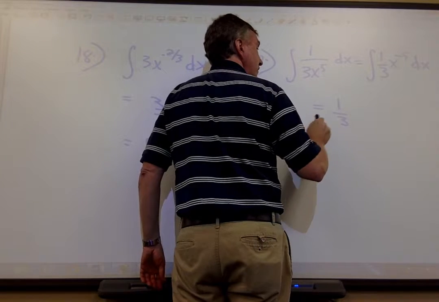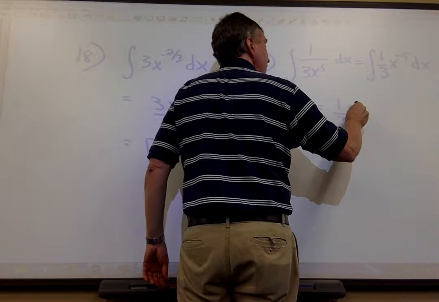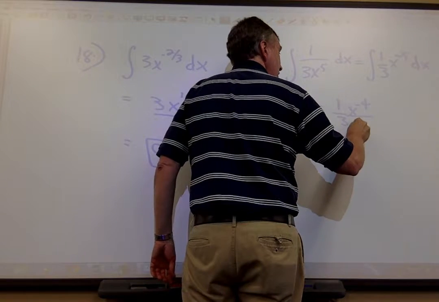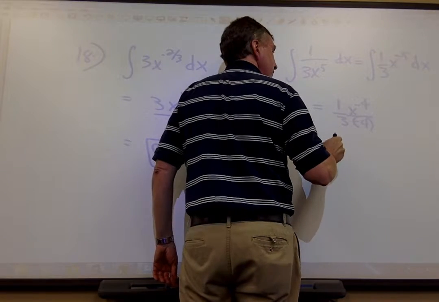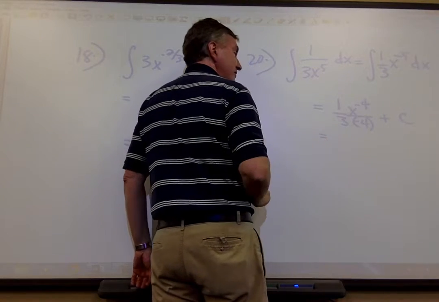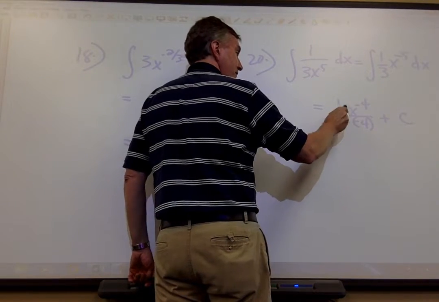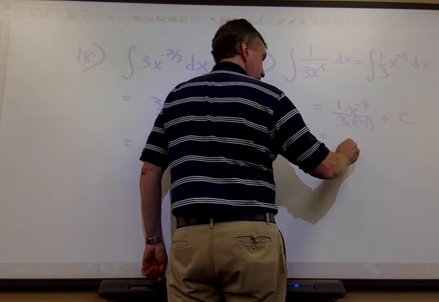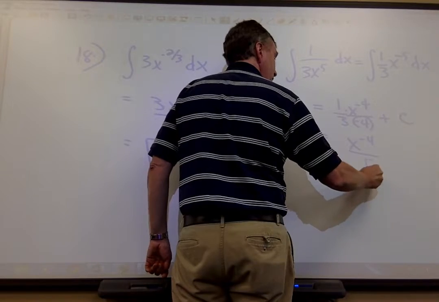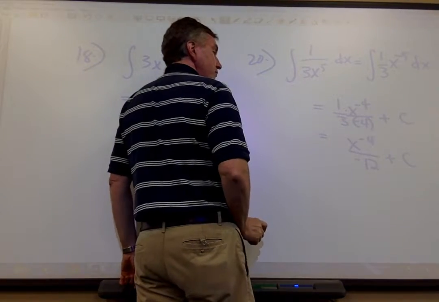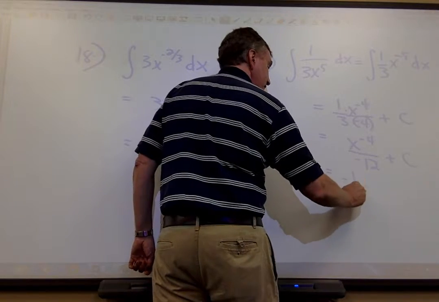1/3 x to the negative 4 over negative 4? Yes. Add 1 over that negative 4, plus c. Now, what's a good way to write this? This looks ugly. x to the negative 4 over 12. Right? Could you write it like this?